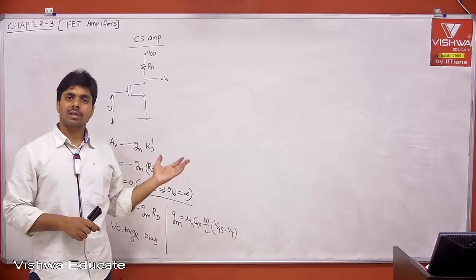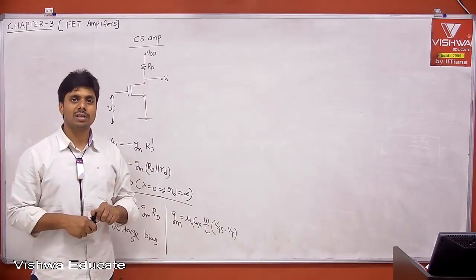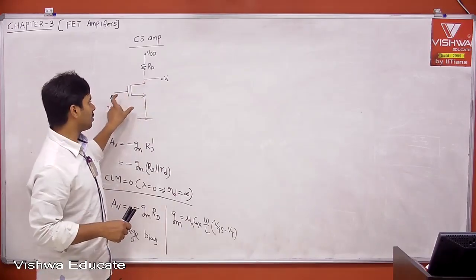Therefore, the transistor may come out of the saturation region and enter the linear region, and then we will not get amplification, because we want VDS to be greater than or equal to VGS minus VT.